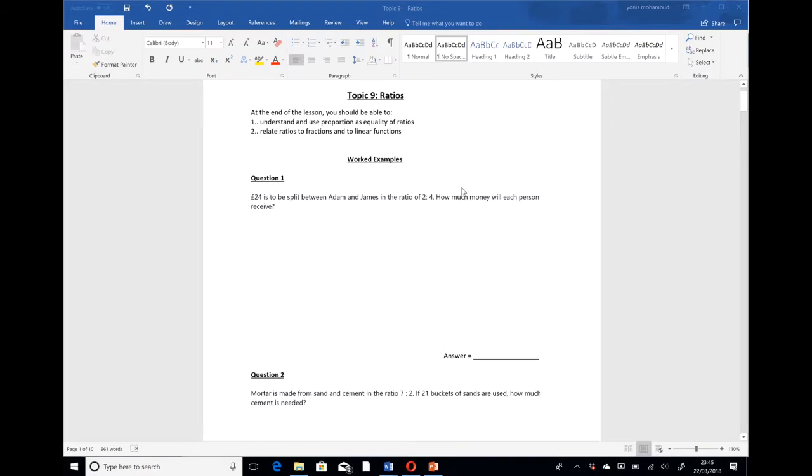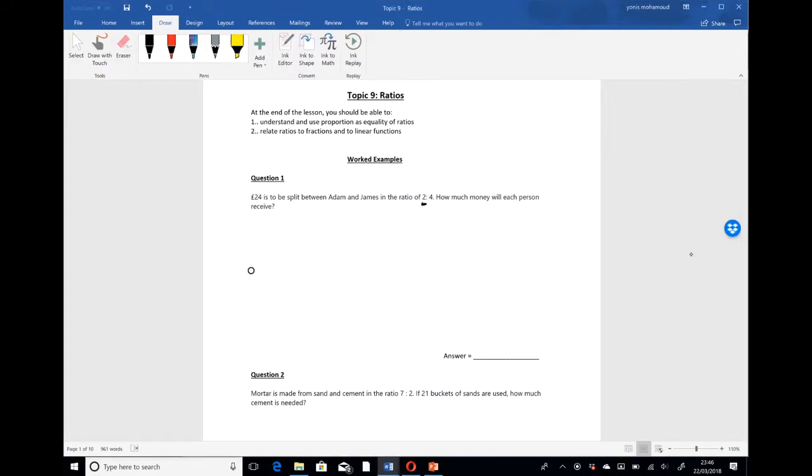Question number 1 asks, £24 is to be split between Adam and James in the ratio of 2 to 4. How much money will each person receive? Adam gets 2 parts and James gets 4 parts. So in total there are 6 parts to be shared, and in total there is 24 pounds.